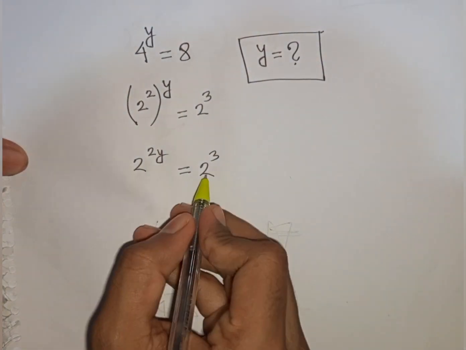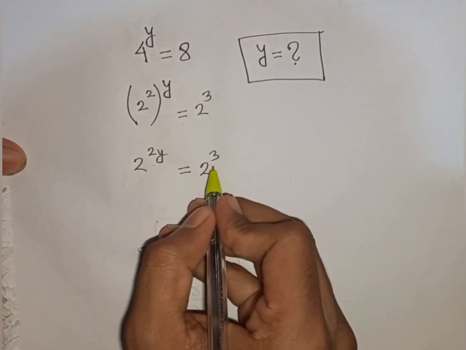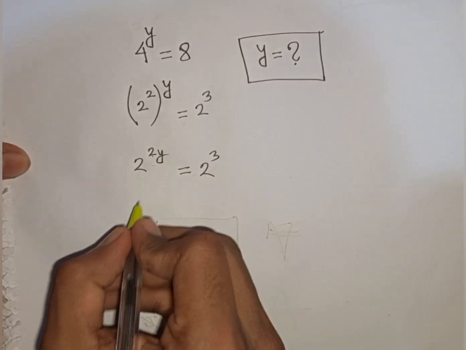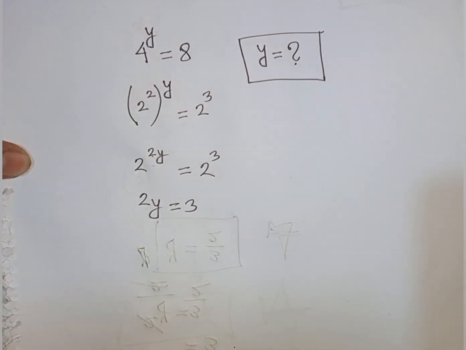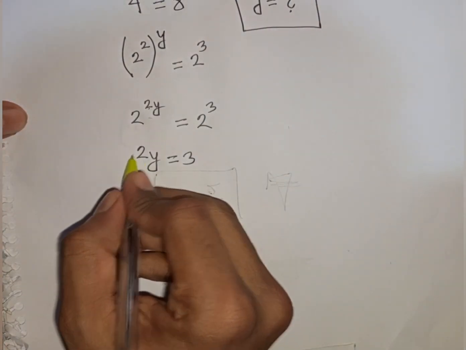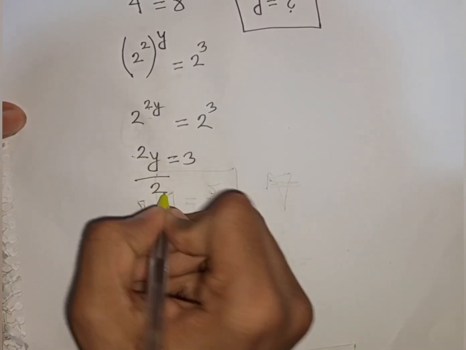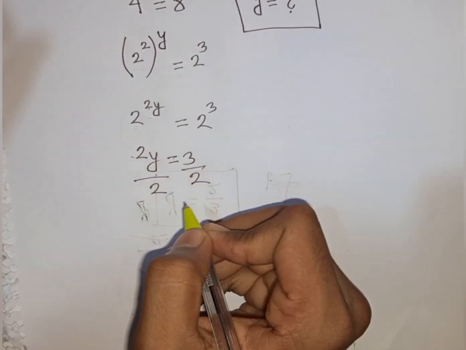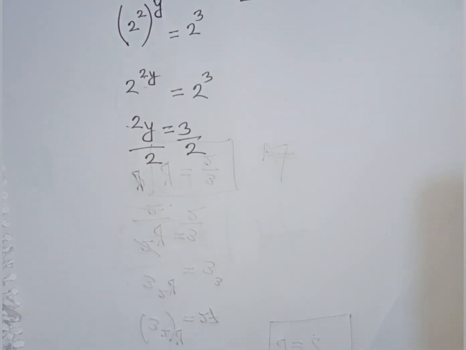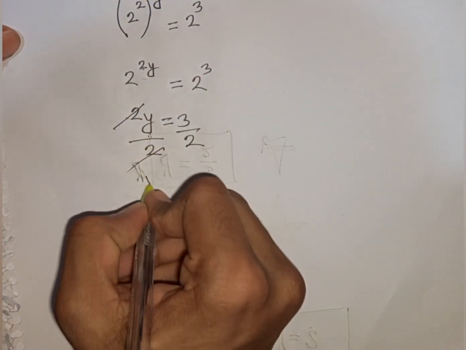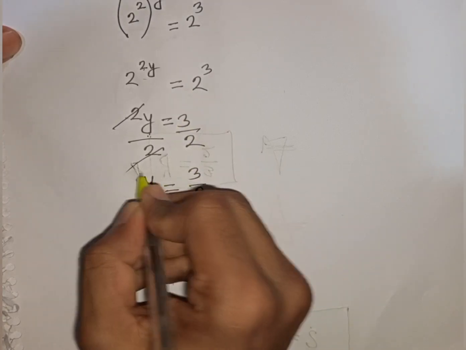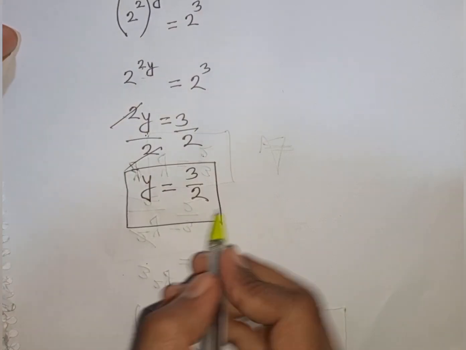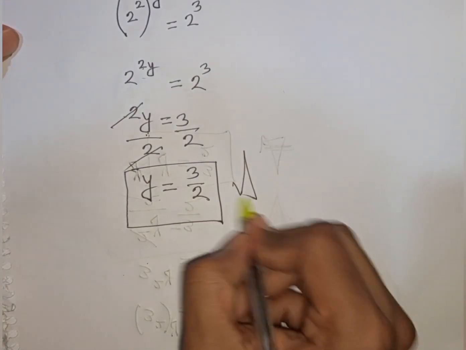Now we see the same base 2, so the 2 will be cancelled, power will be equal to power, so it will be 2y is equal to 3. Now we need the value of y, so divide by 2 on both sides. Now we see this 2 will be cancelled. Now y will be equal to 3 by 2. So this is the value of y, so this is our final answer.